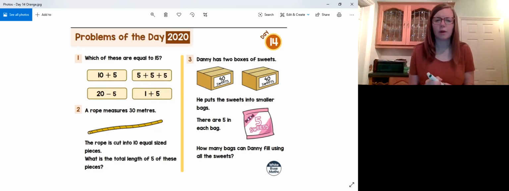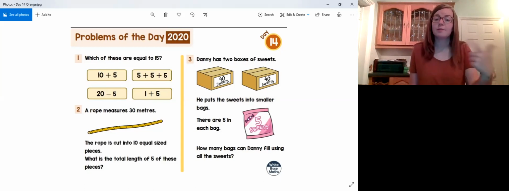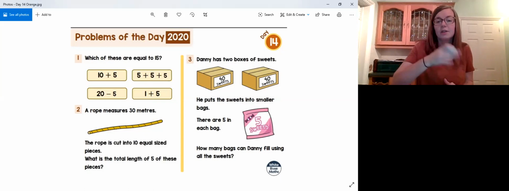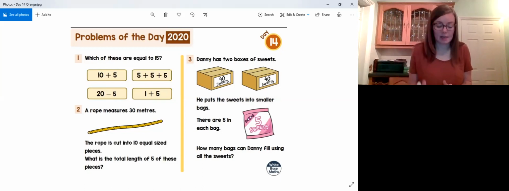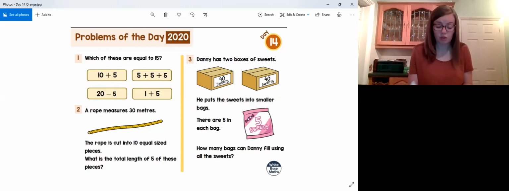What about the second one? 5 plus 5 plus 5. So another way of saying that one is 3 lots of 5. So we could do 5, add another 5 on, and add another 5 on. Or we could count in 5s using our 5 times table. 5, 10, 15. So 5 plus 5 plus 5 is also equal to 15.